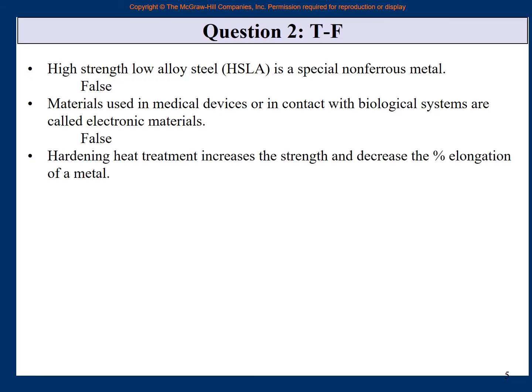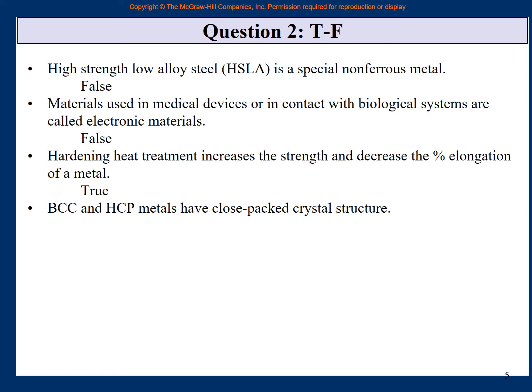Hardening heat treatment increases the strength and decreases the percent elongation of a metal. When you harden a material, obviously the strength increases. Strength and hardness go together. And when the material is harder, then its ductility is smaller. Percent elongation is ductility. So yes, when you harden the material, the strength increases and the ductility or the percent elongation decreases. So it must be true.